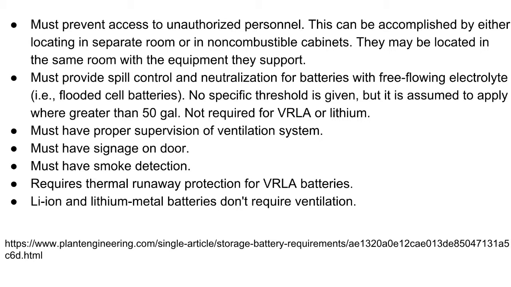You have to have spill control and neutralization for free-flowing batteries. So that's pretty much when you get into these off-grid batteries, 50 gallons or greater, you need spill control. Which might mean that you need to have the batteries not just be on the floor or on top of a pallet, but maybe on top of a rubber mat with a sealed lip around it. So that if the batteries tip over and spill, the lead acid spillage is contained.